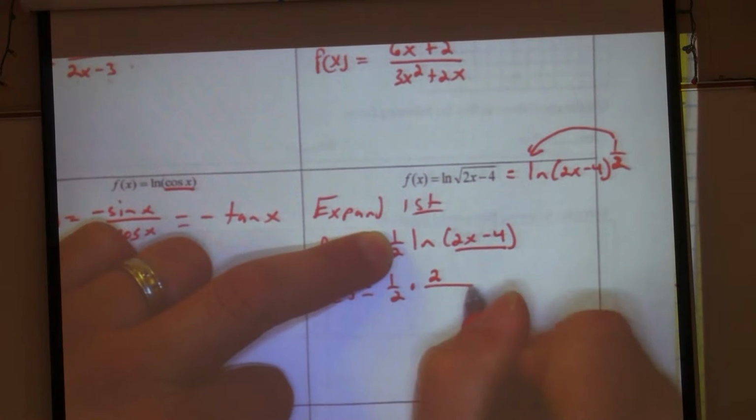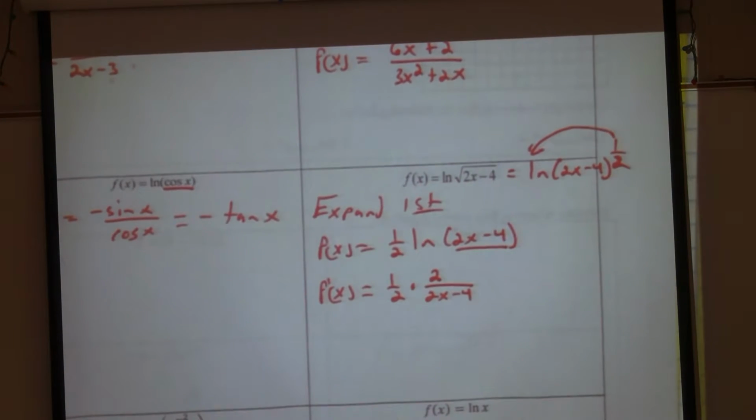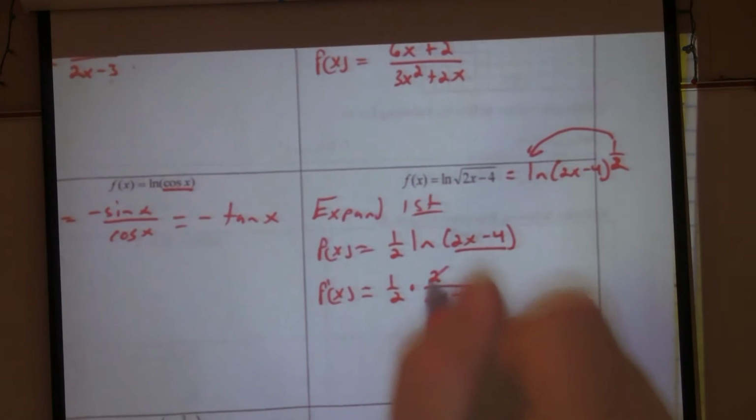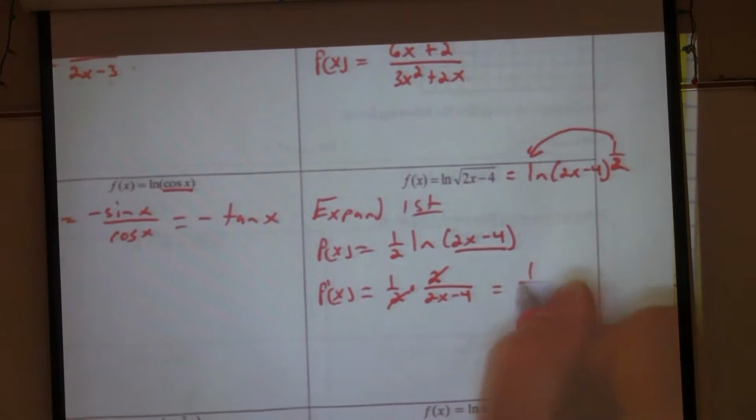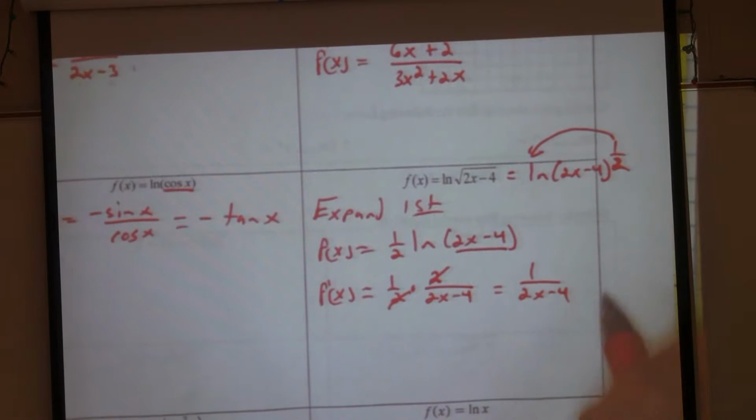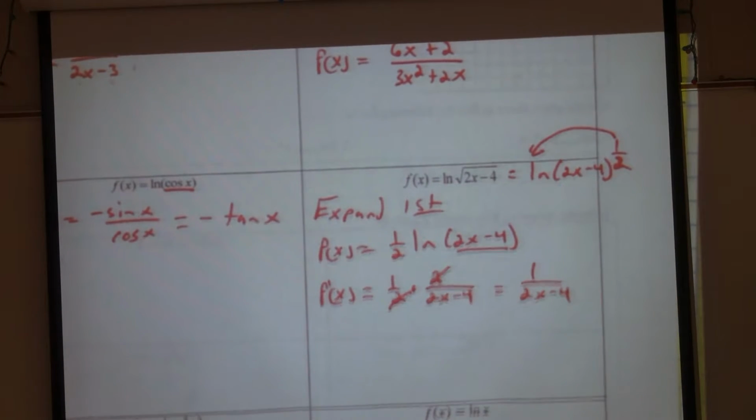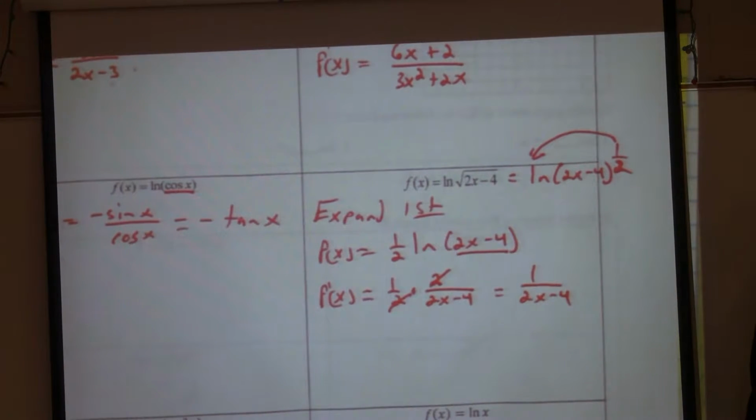2 over the stuff, 2x minus 4. What cancels out? So we're left with 1 over 2x minus 4. So did the expanding make my life easier? Yes, a lot less complicated. That's why we have to practice that skill and make sure we do it. Understand? So if you can expand the problem first and then get the derivative of each part.